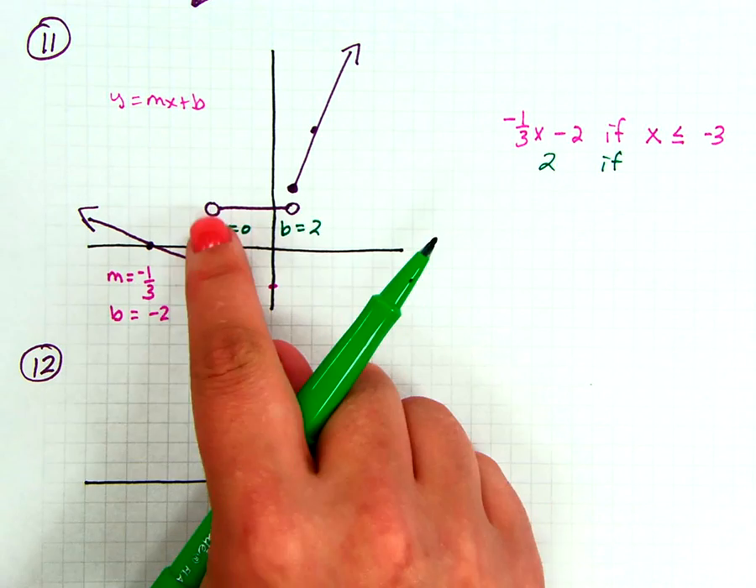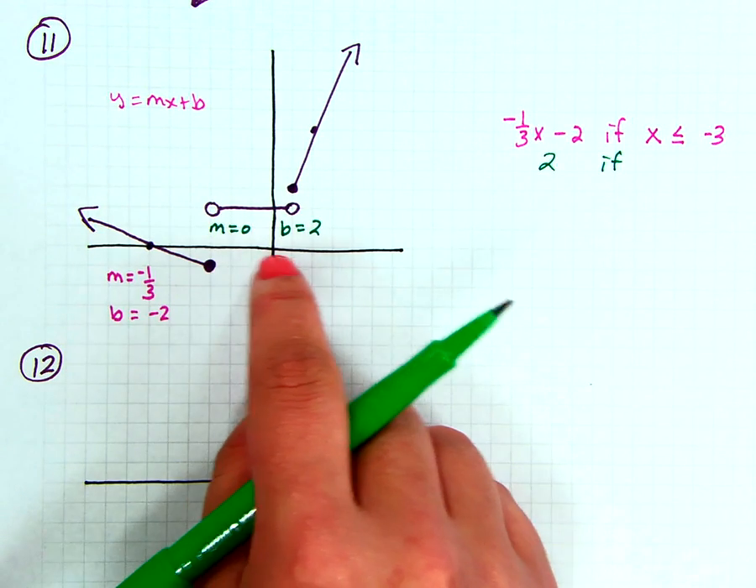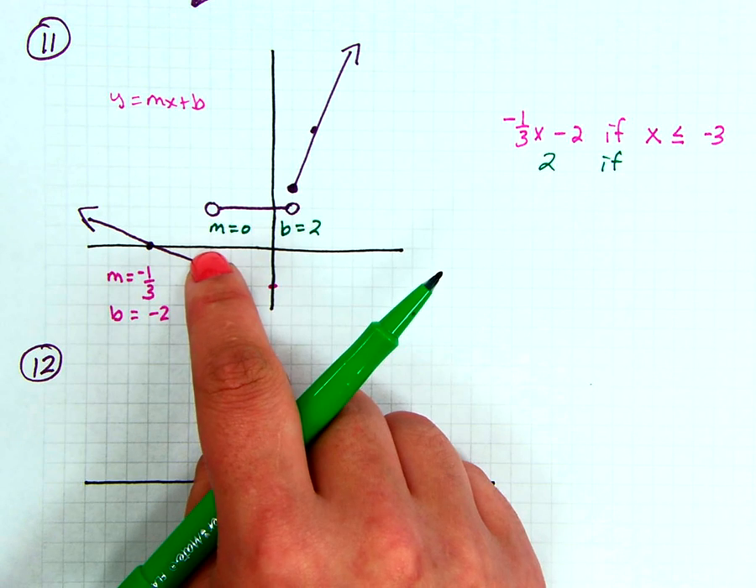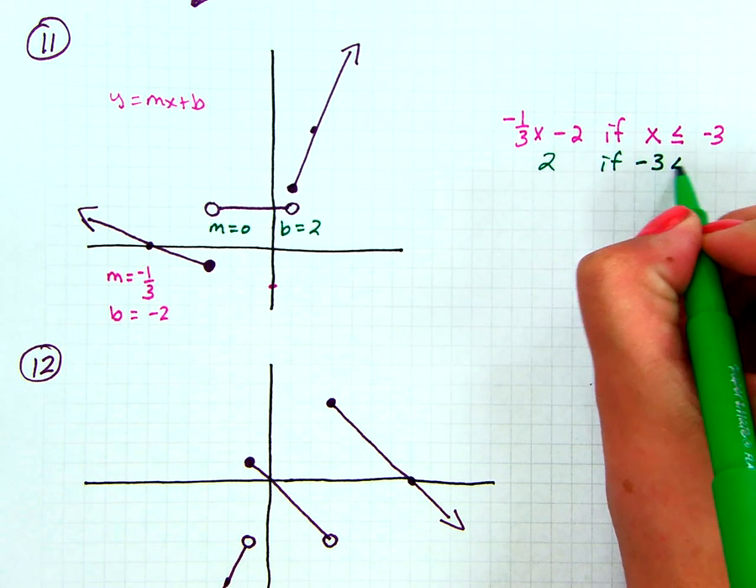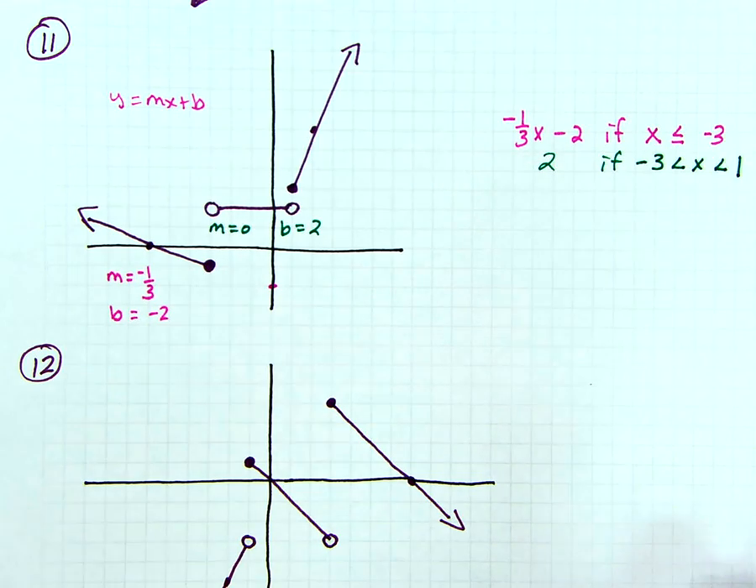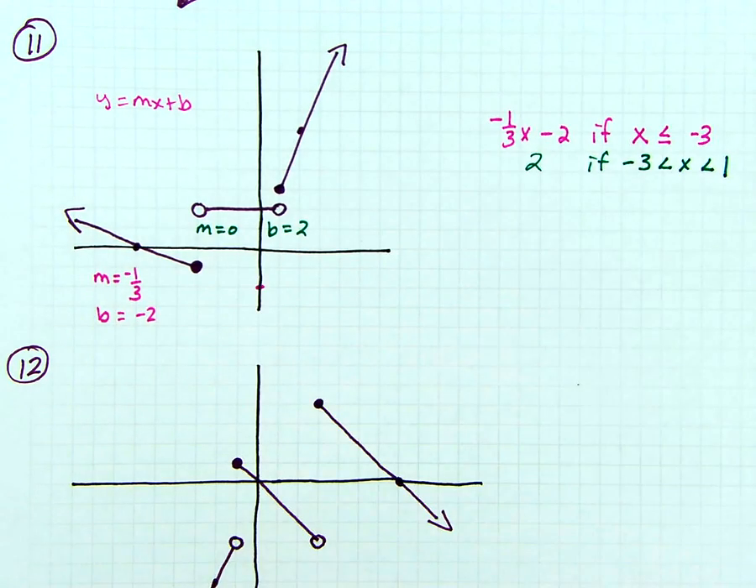And then here we have 2 endpoints, so it's going to be in between those 2 x values. So we just want to figure those out. So 1 is at 1, 2, 3, so -3 and +1. So x has to be in between -3 and +1. And we don't want the bars because they're open circles.